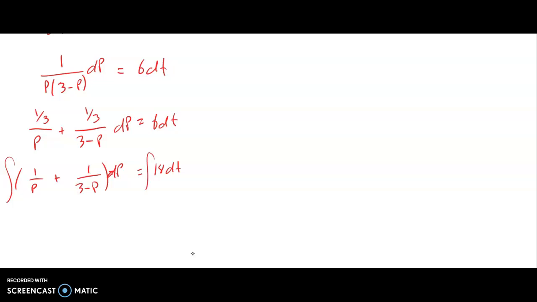The left side gives me ln of the absolute value of p. And then for the next one, I get ln absolute value of 3 minus p. Now, there's a little bit of u-sub or chain rule with this negative, so you have to put a negative there in order to account for this negative here. And then that's equal to 18t plus a constant. From there, I'm going to smash these two logs into a single log because that's going to help me to solve for p.